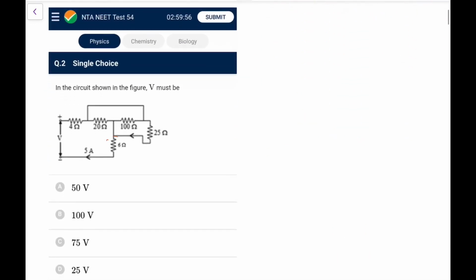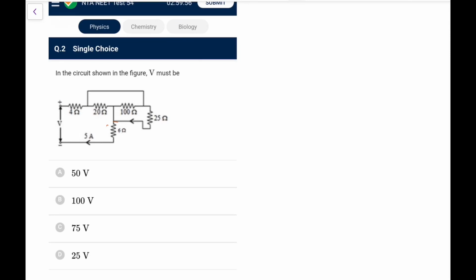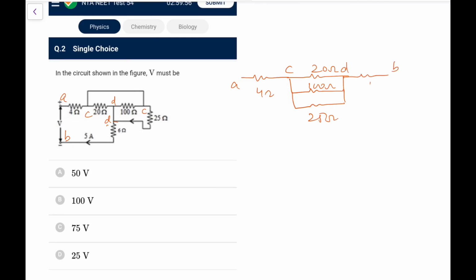Next, in the given figure, the value of voltage. Let me redraw this figure, let it be A, let it be B, let it be C, and D. Between A and C I have 4 ohms, between C and D I have a parallel combination of three resistors: 20, 100, and 25, and between D and B I have 6.